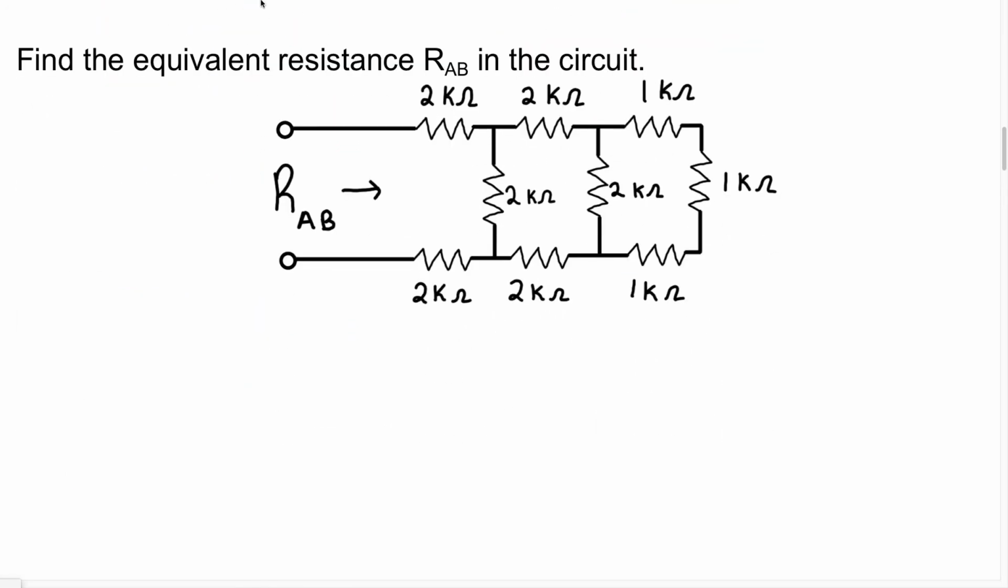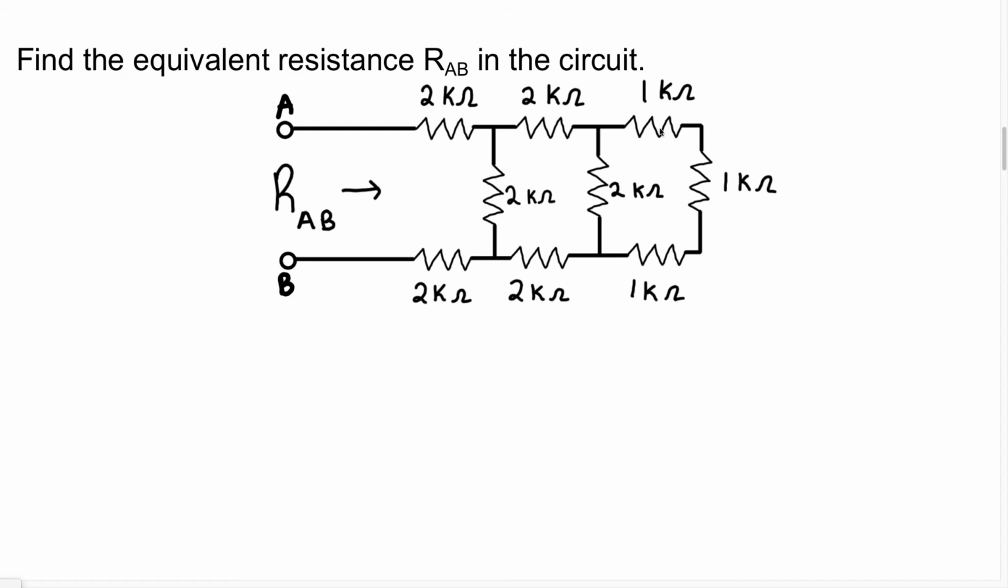Okay, now this question says, find the equivalent resistance RAB in the circuit. So they want us to find the equivalent resistance looking through the terminals A and B. And these are going to be the terminals A and B right here. We know we're going to start off looking at the resistors furthest away from these terminals, which is going to be on this side here, right? Now when we look at these resistors, we can see that these three resistors are going to be in series, right? We know these three resistors are in series.